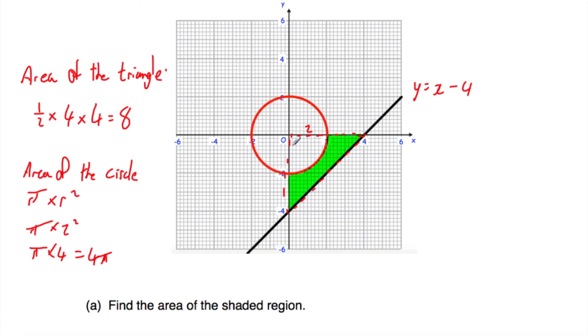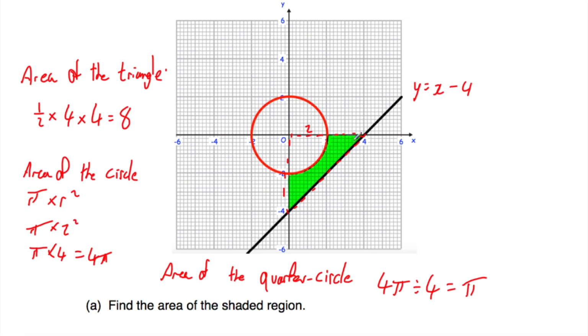Now we want to find the area of this quarter circle, this region here. If we take the area of the whole circle, which is 4 pi, and divide it by 4, that'll be the area of the quarter circle. So the area of this whole circle is 4 pi, and 4 pi divided by 4 would just be pi. So that means the area of this quarter circle here is pi.